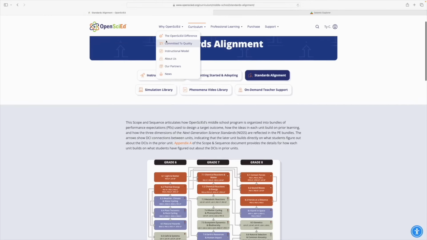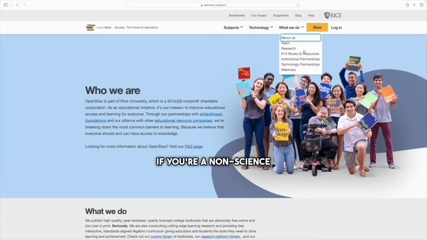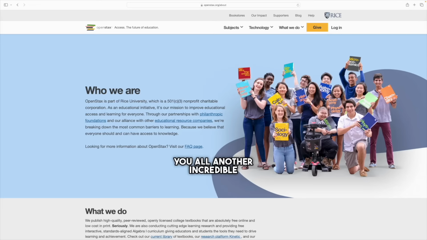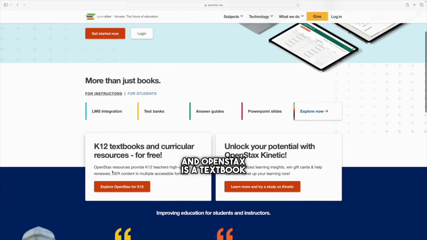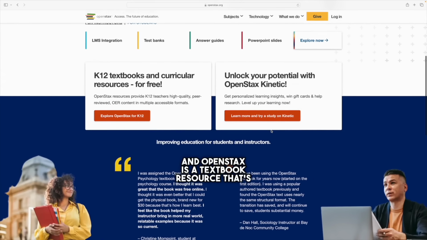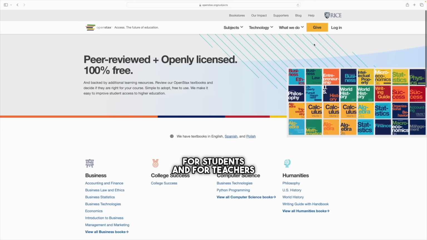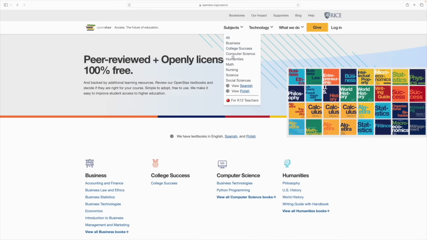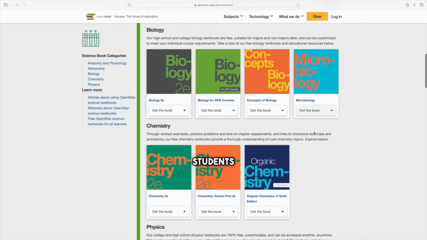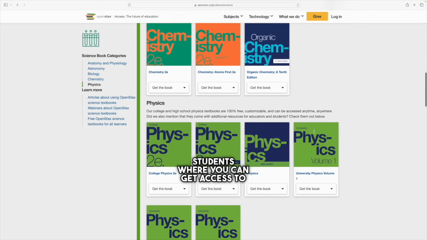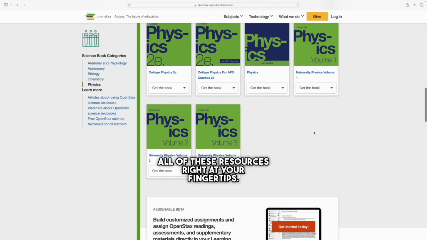and accessible to you. All right, if you're a non-science teacher, I want to show you all another incredible resource that you can use, which is OpenStax. And OpenStax is a textbook resource that's for students and for teachers, where you can go and you can access free textbooks online. And this is just another example of an amazing repository that's available to you and to your students, where you can get access to all of these resources right at your fingertips.